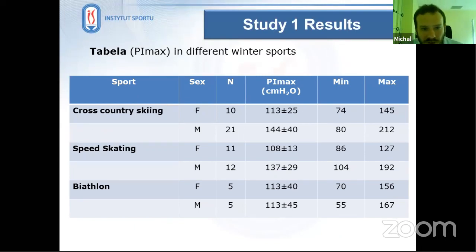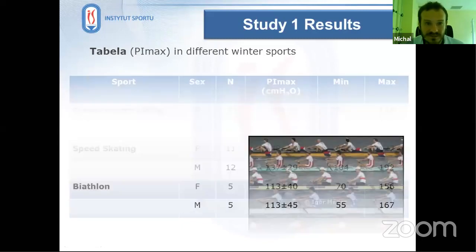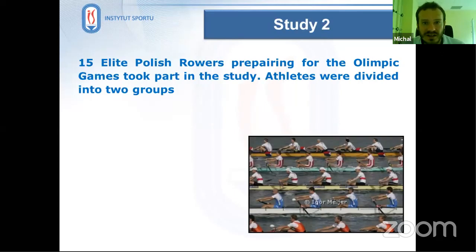We then also did some tests in winter athletes, so cross-country skiing, speed skating, biathlon, and as you see, it's similar to previous slides, about 110 centimeters of H2O pressure in women and about 140 in men, but the exception was in biathletes, where the men group have very, very low strength of inspiratory muscles.